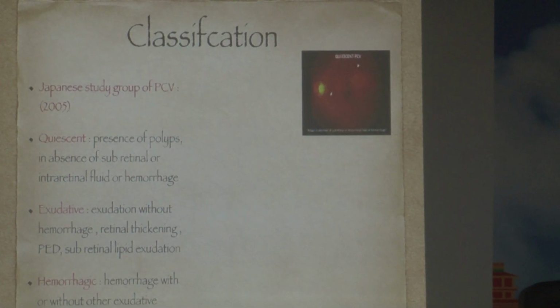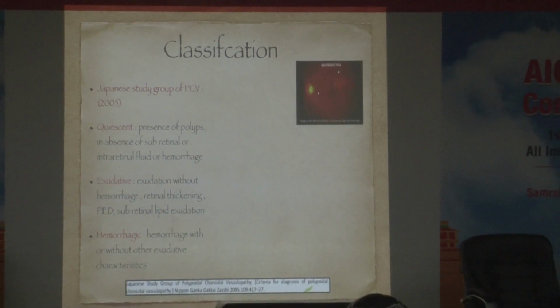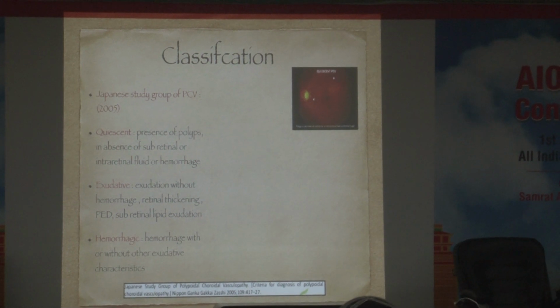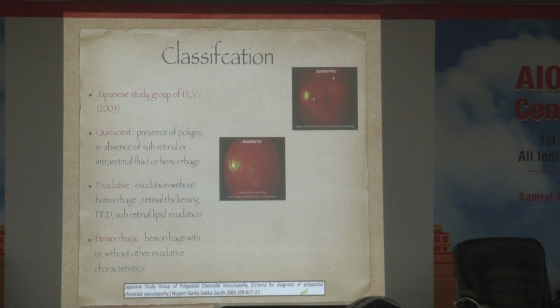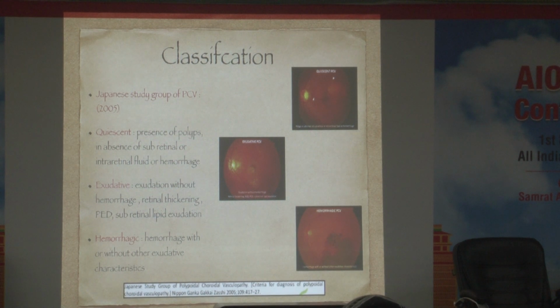Coming to the pathogenesis, it is not clearly understood. However, there is propensity of choroidal vasculature for dilation and aneurysmal formation. Coming to the classification, the Japanese study group of PCV in 2005 suggested a classification according to which quiescent PCV has polyps in the absence of subretinal or intraretinal fluid or hemorrhage; exudative PCV has exudation without hemorrhage, retinal thickening, PED, subretinal lipid exudation; and hemorrhagic PCV has hemorrhage with or without other exudative characteristics.